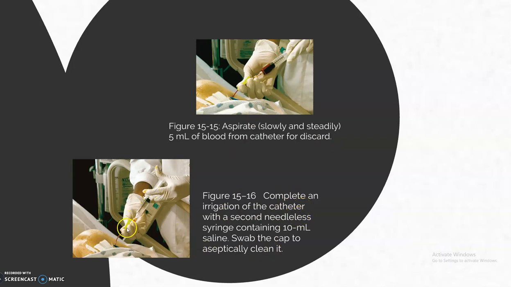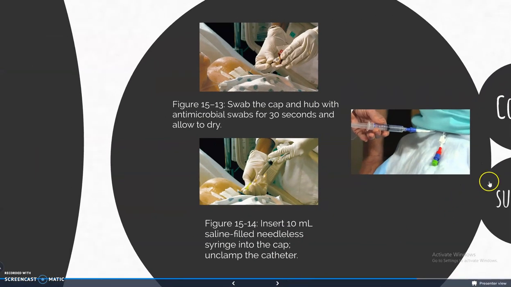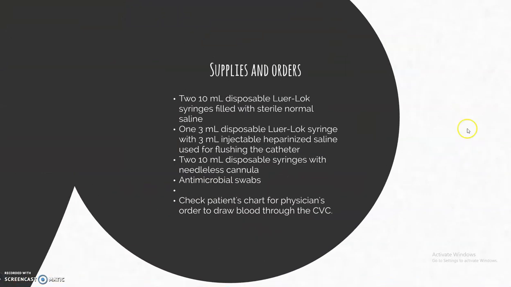And then they will flush the line again after they're done and swab the cap or replace it. So supplies needed is listed here. They check the patient's chart too to make sure there's an order to collect from a CVC line, and then in your book, procedure 15-7 goes over this in detail.